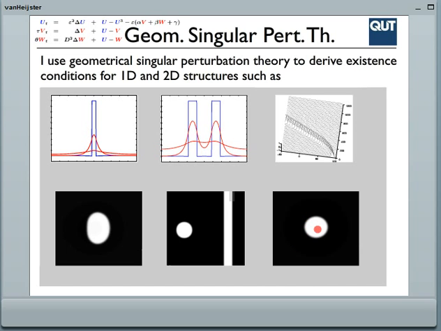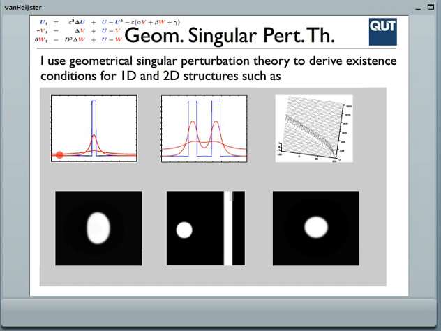Let's plot u. White means u equals plus 1, black means u equals minus 1. So u equals plus 1 over here, and here u equals minus 1.